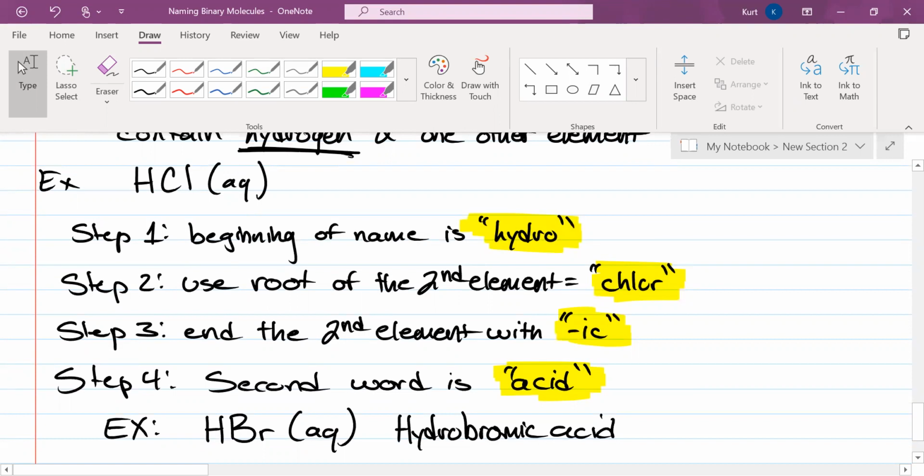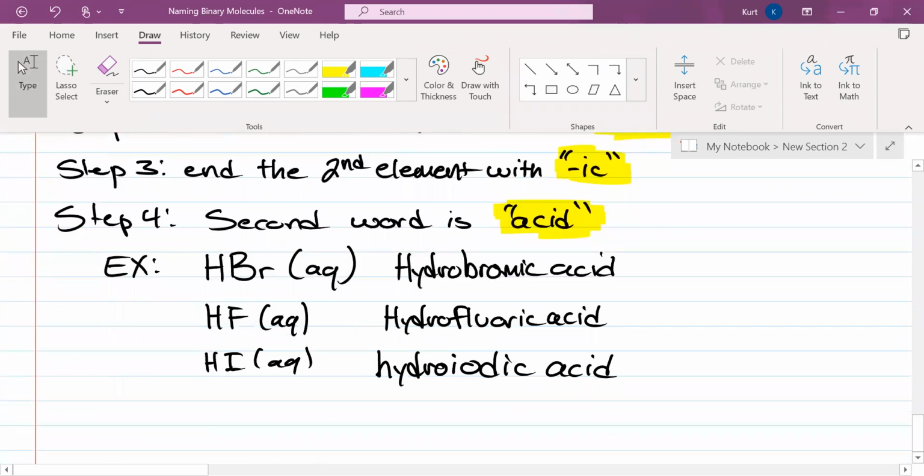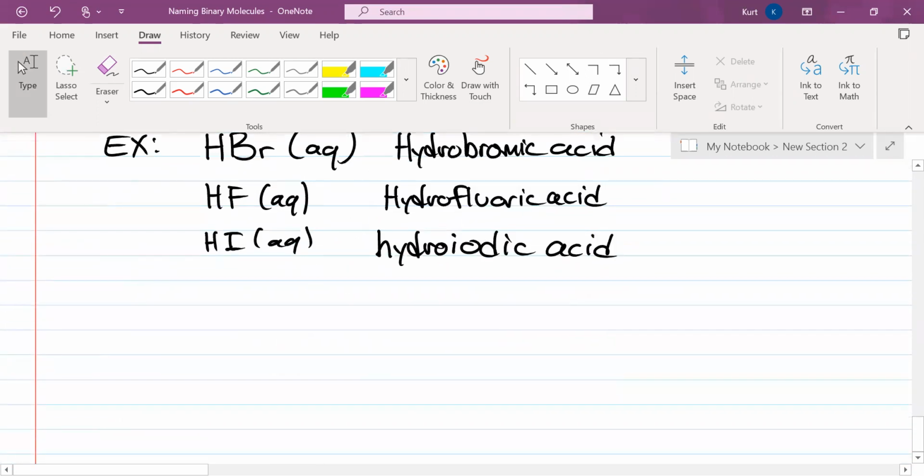The third step is you make the ending of the second word ic, I-C. So instead of chlorine, it's going to be chloric. And then the final step is you just make the second word acid. So hydrochloric acid. And then you guys did these last three: hydrobromic acid, hydrofluoric acid, and hydroiodic acid. So let's do a few more examples with this, and then we'll move on to oxyacids.